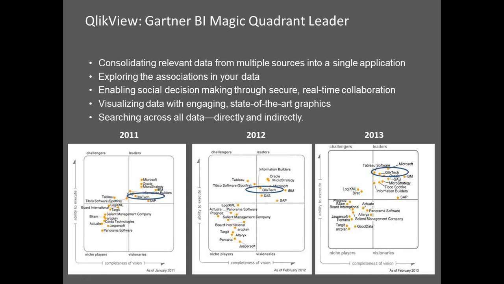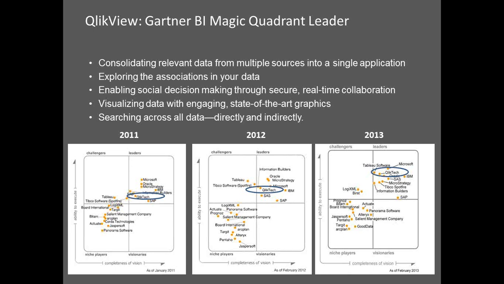So what makes QlikView a different tool compared to its peers? What are the reasons stated by Gartner? Its ability to consolidate data from multiple sources. So whether the data is residing in SAP or ERP or data warehouse or Excel, it can be integrated. Exploring associations in the data, and we are going to see a lot of examples of that shortly. Enabling social decision making through real-time collaboration.